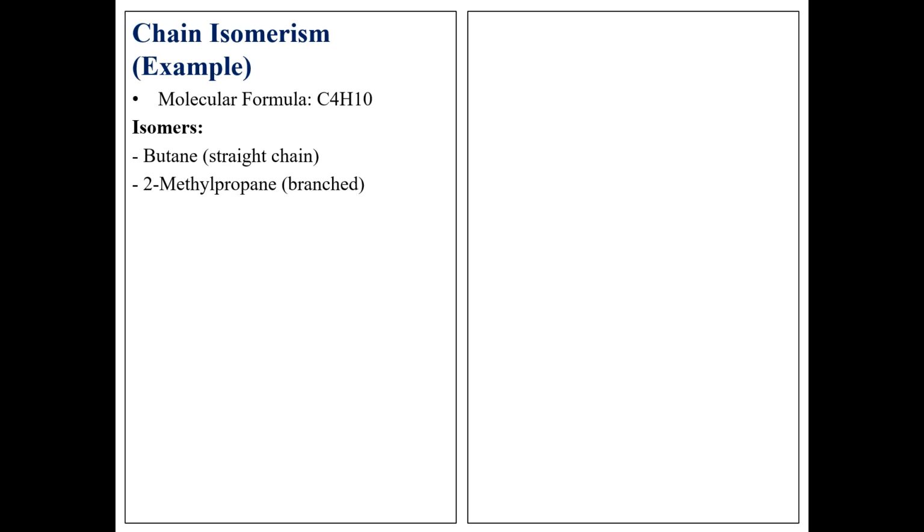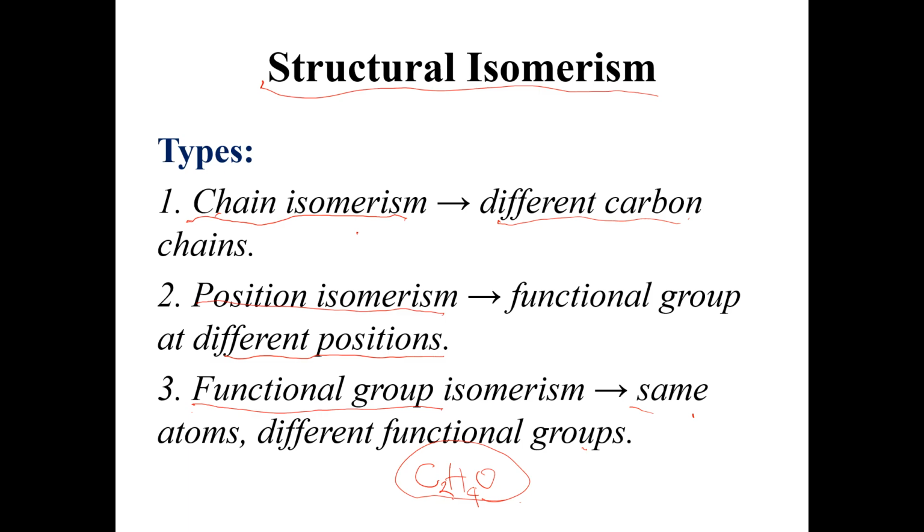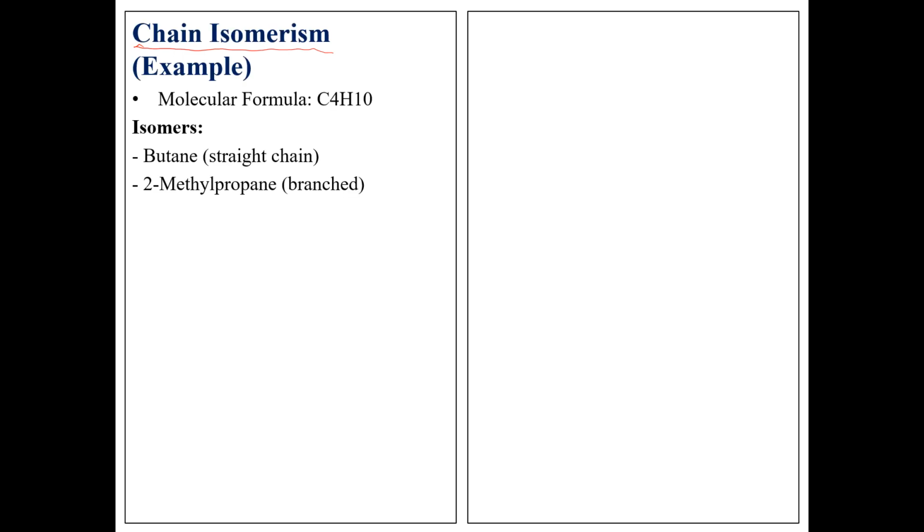Let's have a look at this first type of structural isomerism. The first type of structural isomerism, we are calling it chain isomerism, which we have already seen. In chain isomerism, they exhibit different carbon chains. And that's what we are looking at here. We are taking an example. The molecular formula is C4H10.